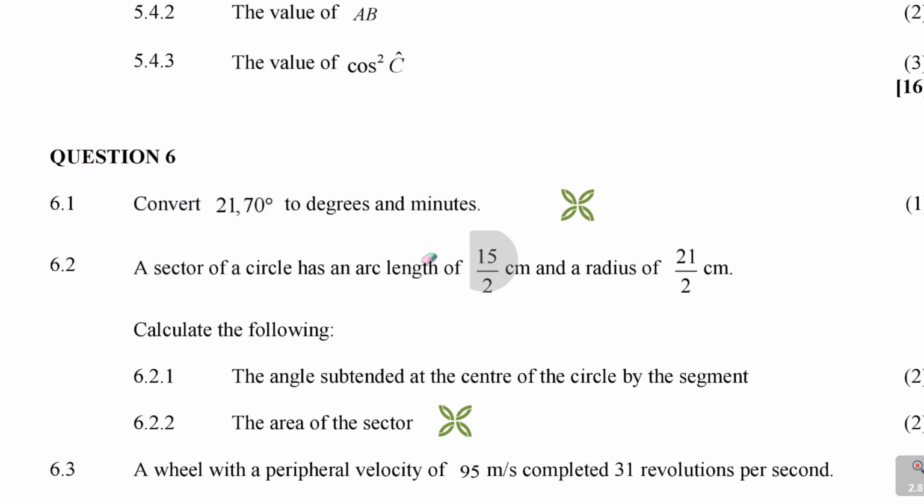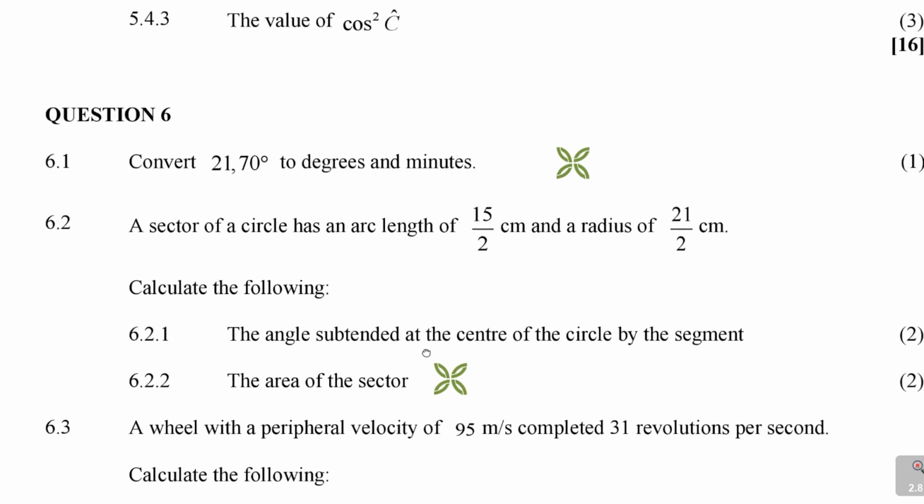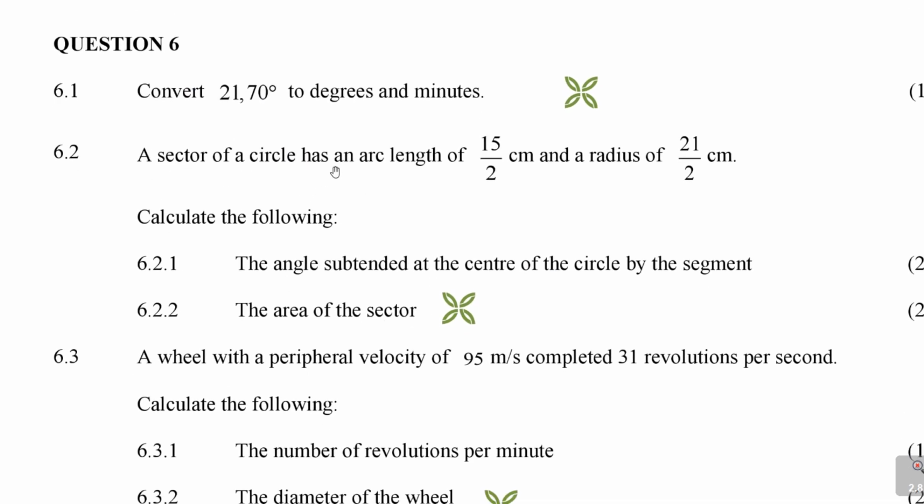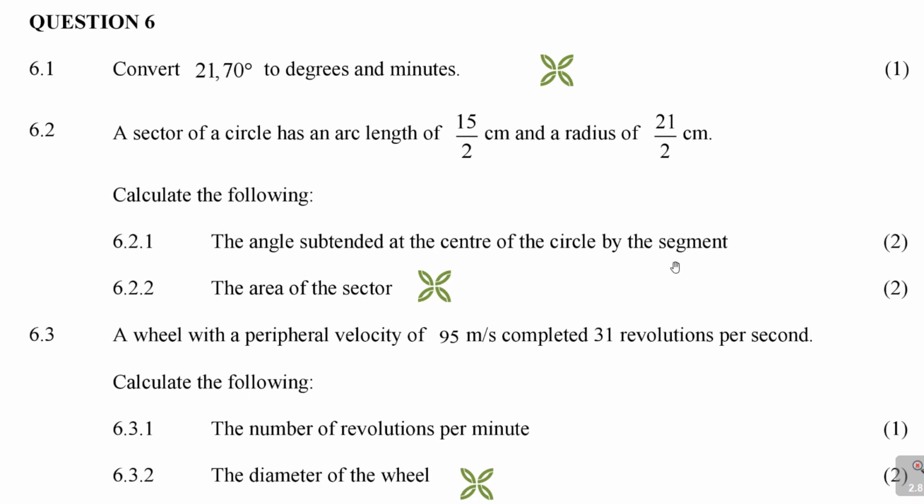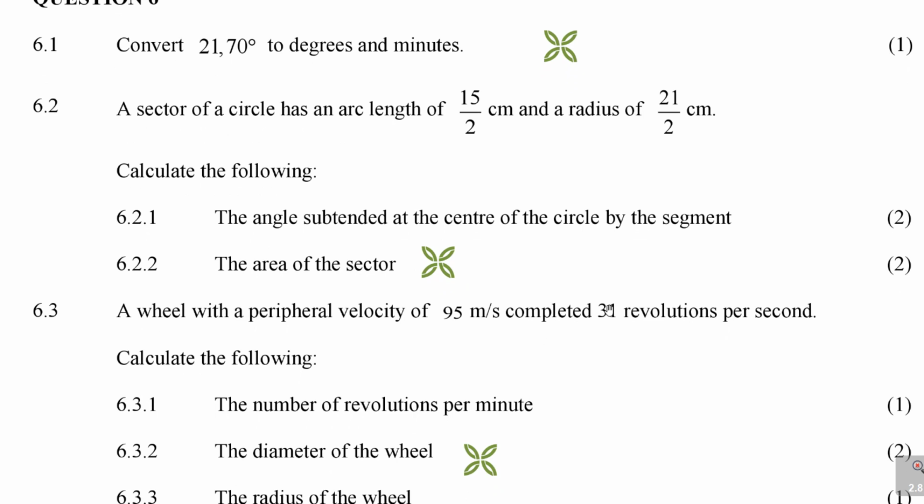And then a sector. What about this one? Look at this question. 6.2 says a sector has an arc length of that and the radius of this. Calculate the following: the angle subtended, the area of the sector. What do you say, guys? I'm good on my side. Confirm. Okay. Anu? Well, I'm fine as well. Fine. Okay.